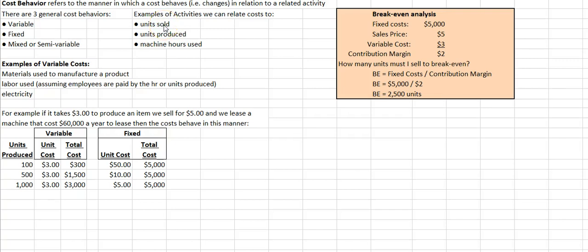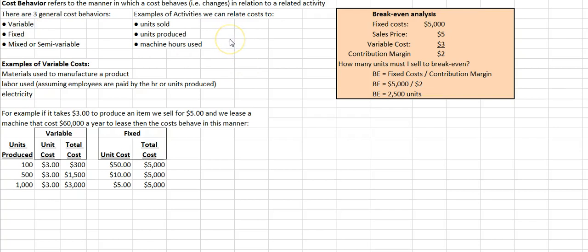So within a normal range, we could say certain costs behave in a variable manner, others behave in a fixed manner, and others behave in a mixed or semi-variable manner. And what do we mean by that? Variable costs are costs that increase as the activity increases. So they go up with the activity, right?